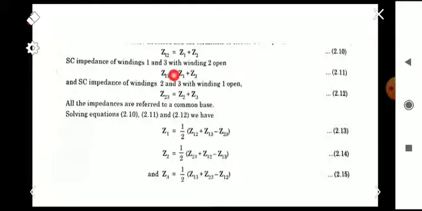By solving these equations, we can simply find the values of Z1, Z2, and Z3. Z1 is obtained as 1 by 2 into (Z12 plus Z13 minus Z23). Likewise we obtain Z2 and Z3. So just be careful about the equivalent circuit and the values of the impedances. I hope all of you understand the tertiary winding and its construction and principle of operation. Thank you.